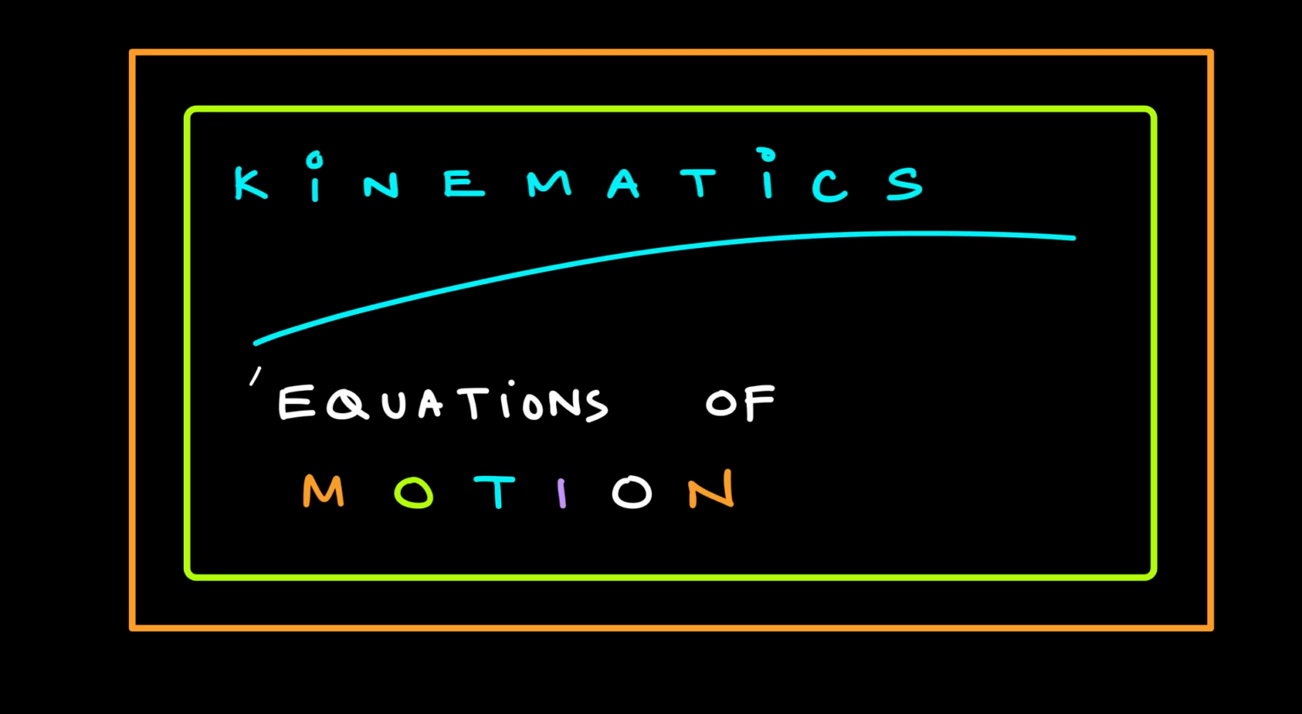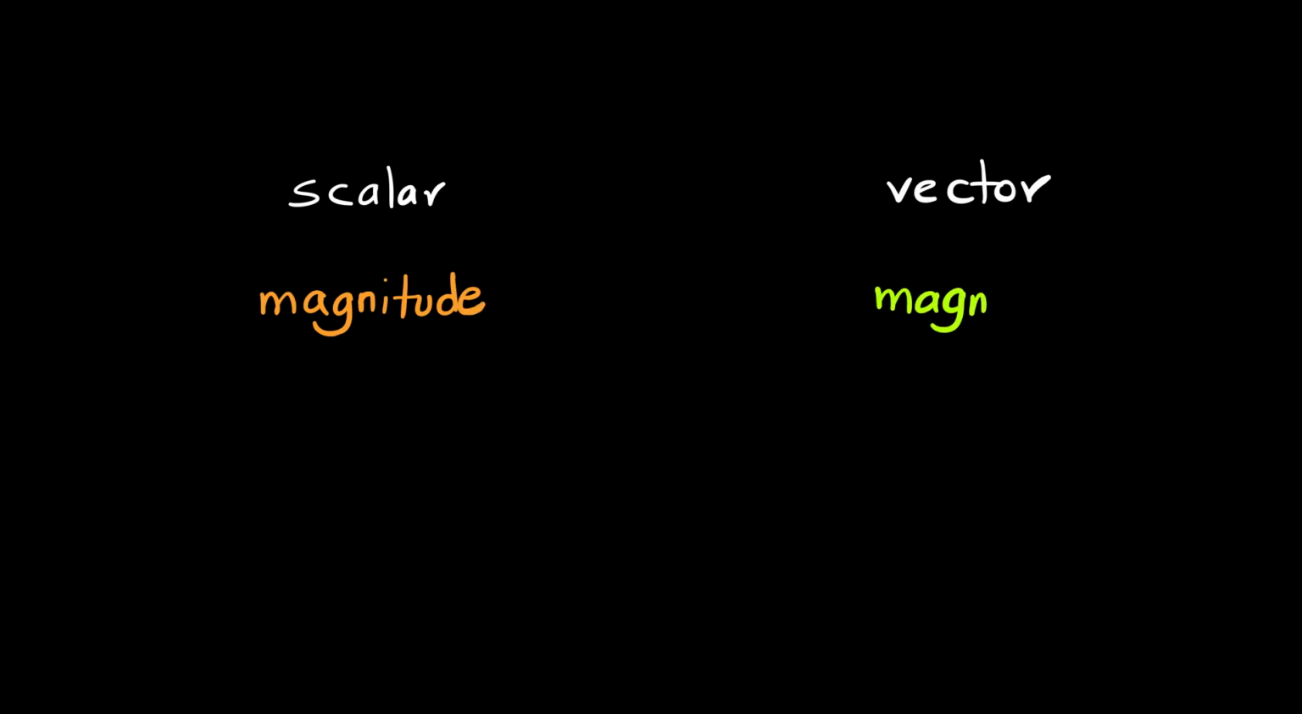In this video, we will start kinematics with equations of motion and the basic knowledge attached to it. First of all, there are two kinds of quantities. The first one is a scalar quantity, the second one is a vector quantity. A scalar quantity has magnitude only, whereas a vector quantity definitely has magnitude as well as direction.